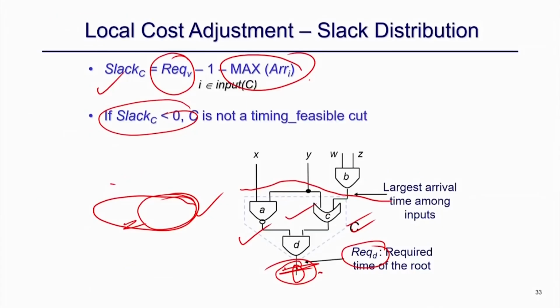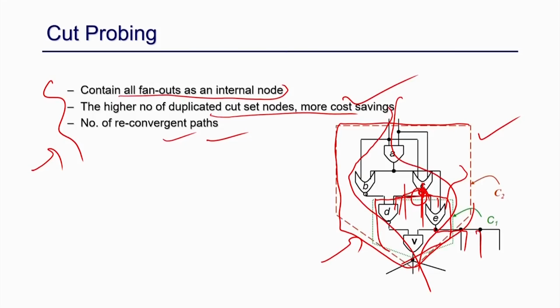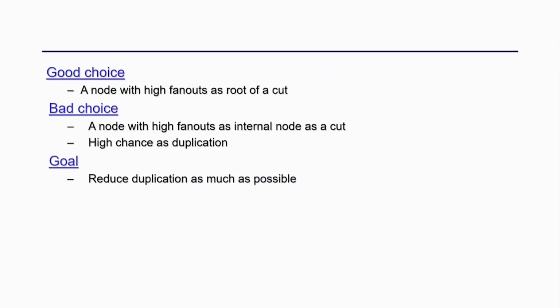Okay. So, this is what LUT mapping is all about, and as I mentioned, a node with high fan out as the root of a cart is a good choice. A node with high fan out as an internal node is a bad choice, because there is a high chance of duplication, and our objective is to reduce duplication as much as possible and map the whole thing in the minimum number of LUTs and minimum delay.